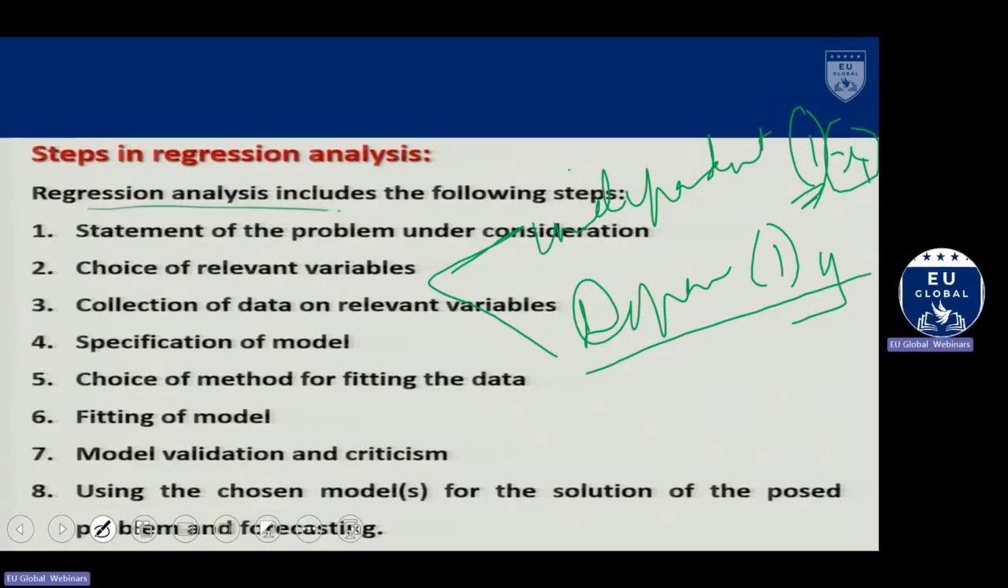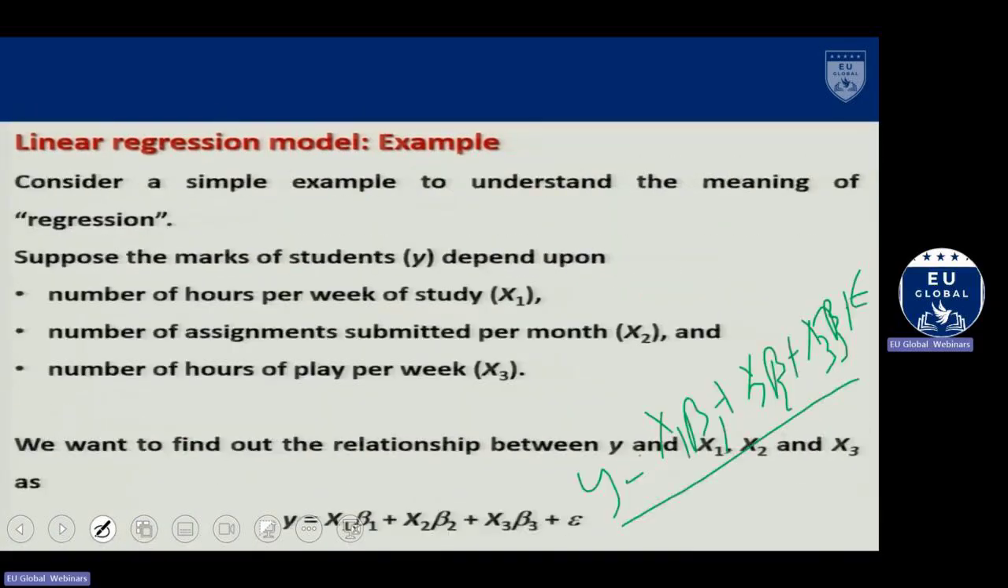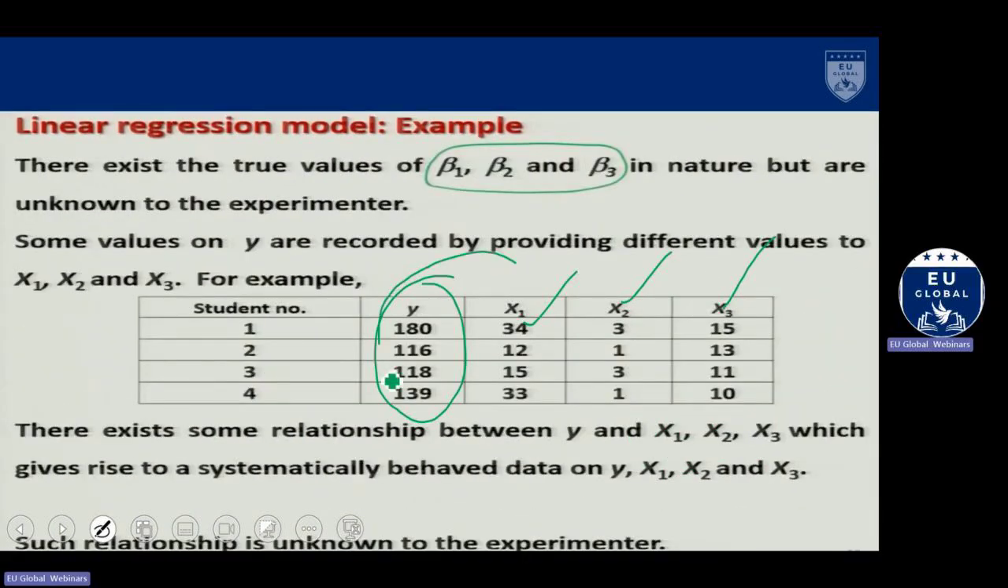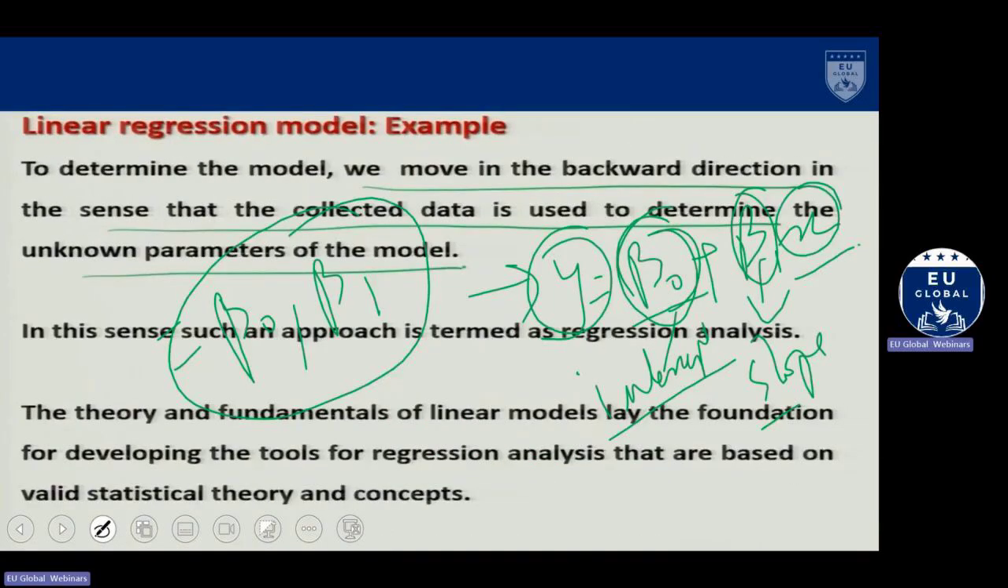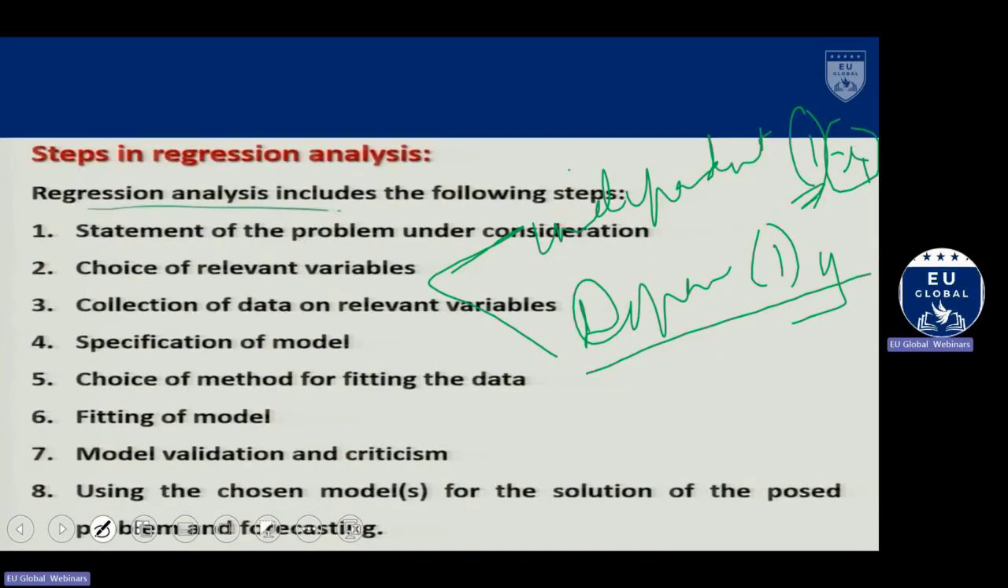Then we have to collect the data on the relevant variables. Data collection is very important because this is the data that has been collected. Suppose we are going to take y and x1, so we have collected the data. So the third step is that we have to collect the data. We should know what the value of y is if the value of x1 is given. Then we have to do a specification of the model. Let's say y is equal to beta naught plus beta 1 x. So we will do the specification of the model.